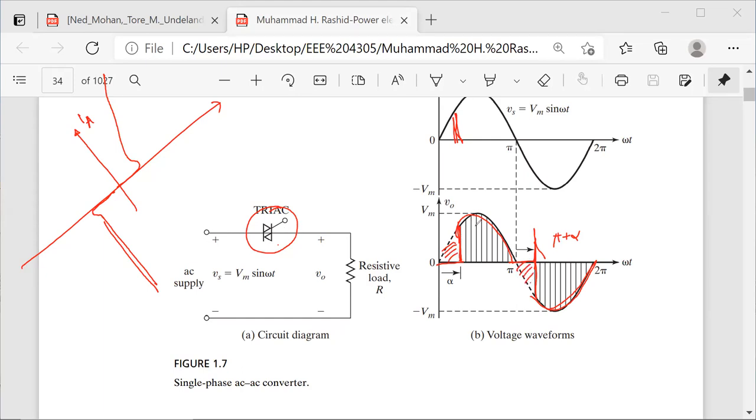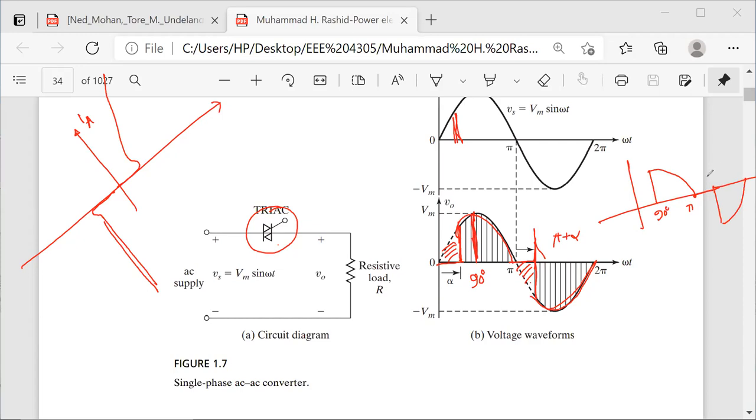So with this one, if you increase the value of alpha, suppose your alpha equal to 90 degree, then what will be the wave shape of your output voltage? This one and this one. What will be the average if this is your 90 degree and this is your pi? What will be the average value?